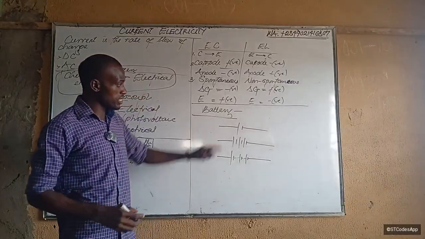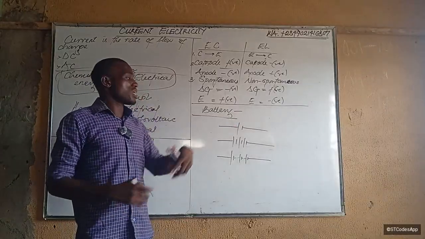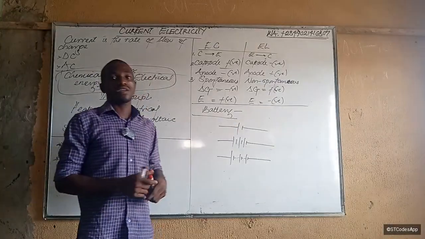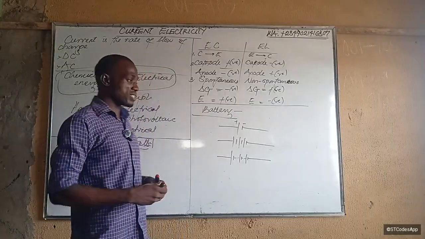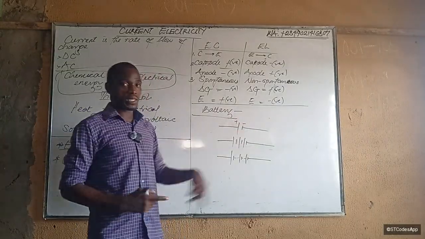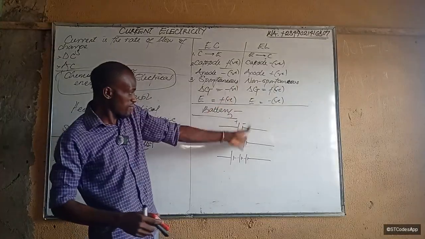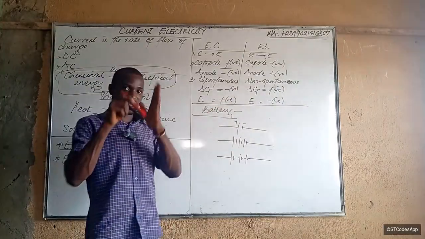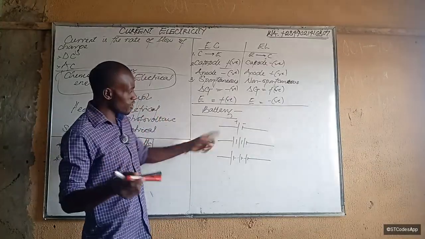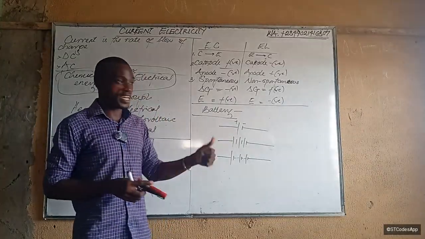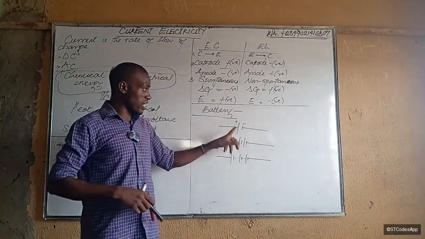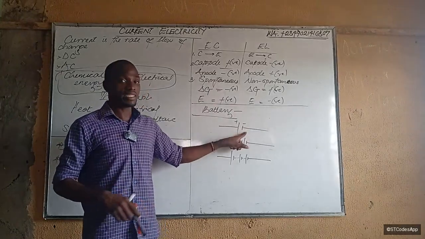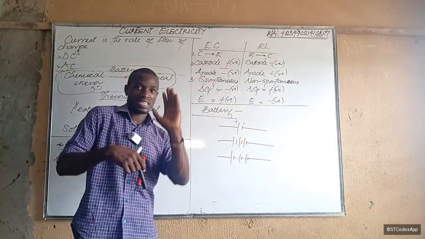Now, another thing you should know is that this long arm here is the positive terminal, while this one is the negative terminal. One of the reasons why they use different lines is not that the plates are different or different sizes. It's just to show you that one has a higher potential than the other. Speaking in terms of conventional current, this one has a higher potential than this side. That's the meaning of these two different plates that you have.